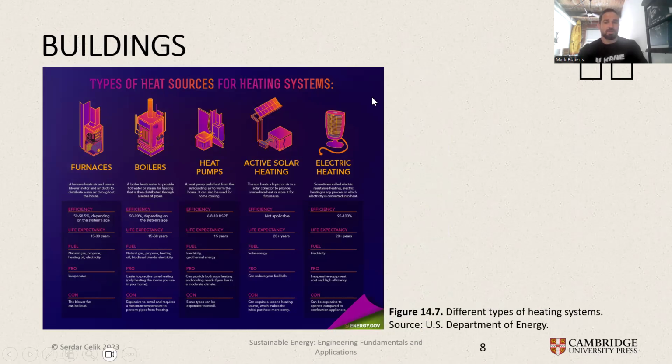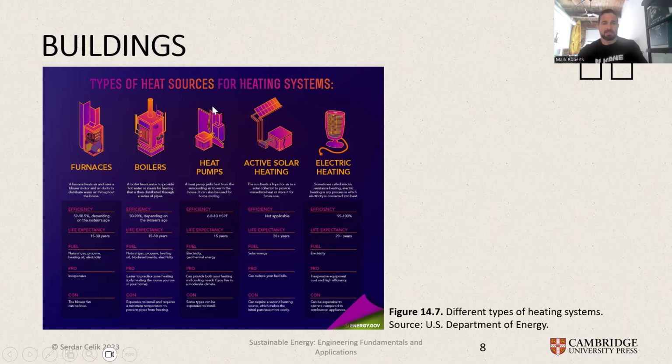Again, ideas for heating buildings are shown here. A lot of times people who have natural gas will have furnaces. And the furnace will turn on and off when needed, and it will burn natural gas to heat up air, and it'll deliver that air through the house. So a lot of times if you have central AC and you have natural gas heating, you probably have something like a furnace.